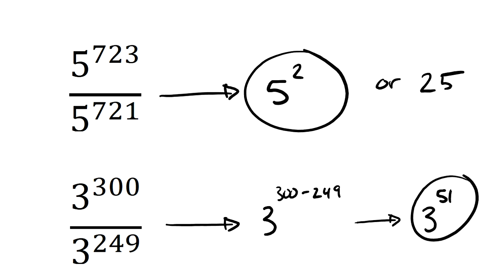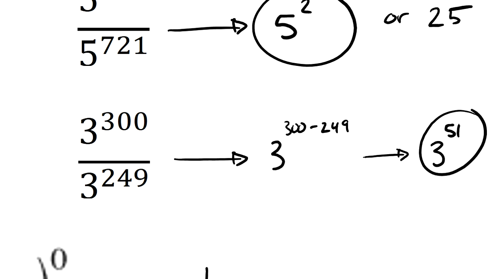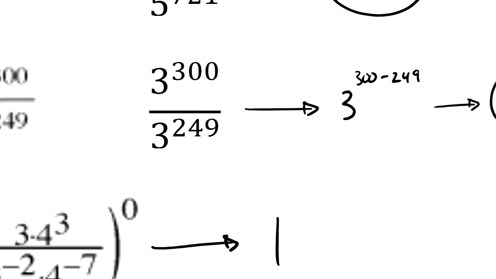In part B, I've got 3 to the 300 power over 3 to the 249th power. When simplifying those, 300 minus 249 is 51. So I end up getting 51 factors of 3 in the numerator. So 3 to the positive 51 power.